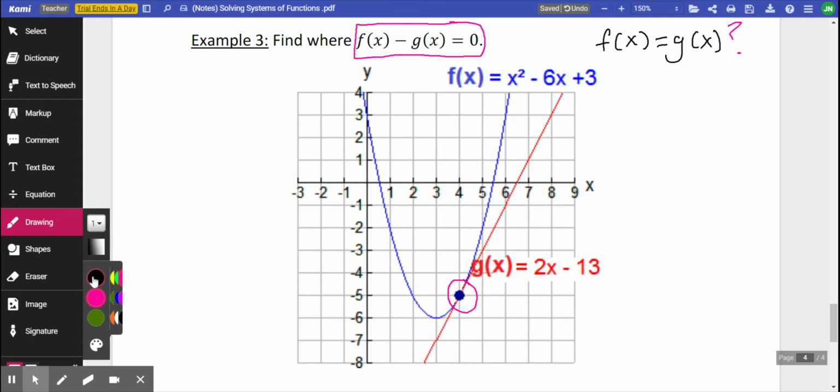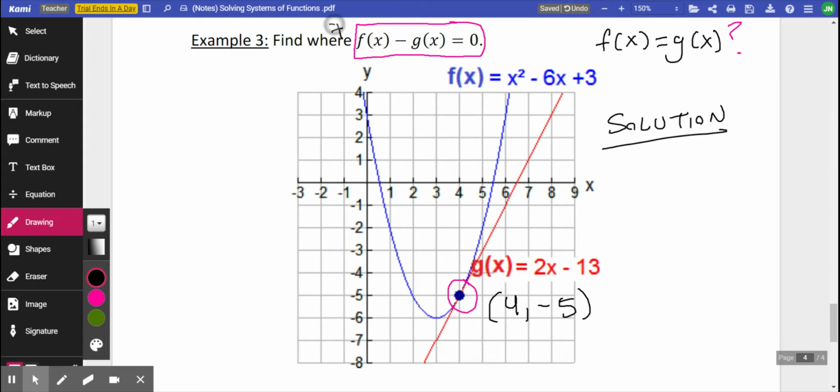If you were to give me the x and the y coordinates of that point, the x coordinate will be at +4 and the y coordinate will be at -5. So therefore, there's only one solution. The solution where f of x minus g of x is equal to 0, and also where f of x is equal to g of x, is at 4, -5. X equals 4, y equals -5.